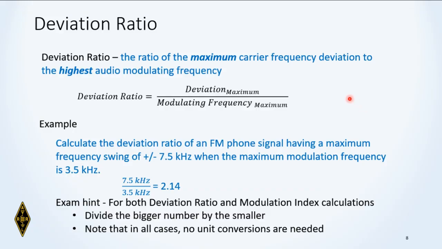So this is deviation ratio. And the thing that you need to associate with deviation ratio is this, see, I bolded this, the ratio of the maximum carrier frequency deviation to the highest audio modulating frequency. That's the definition of deviation ratio. There'd be a different definition for modulation index, but try to associate this maximum and highest, those words, with deviation ratio, and that'll help you.